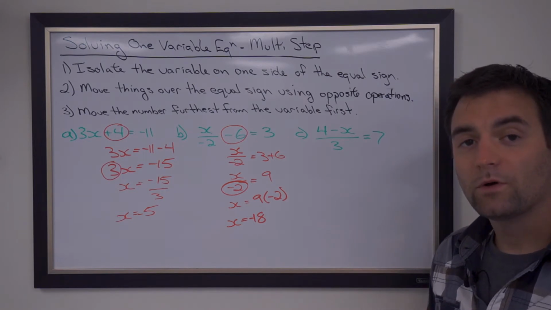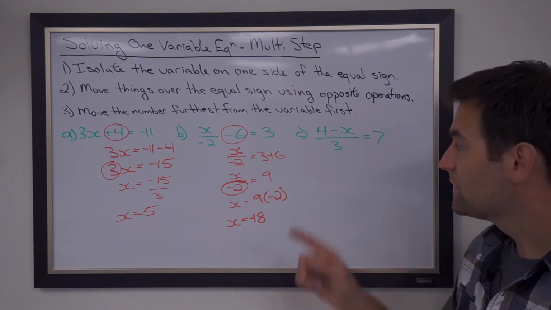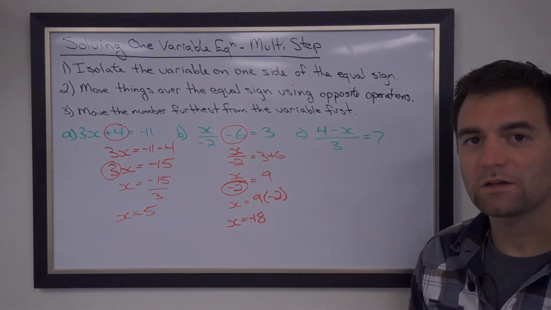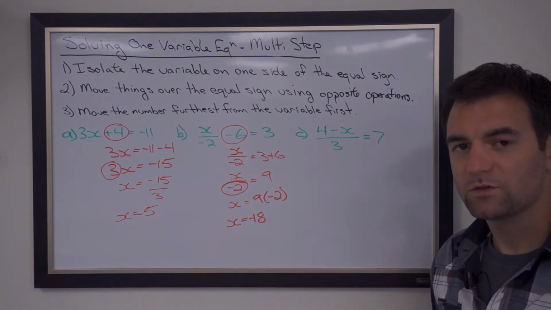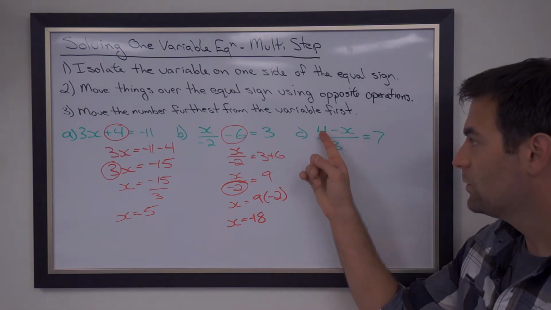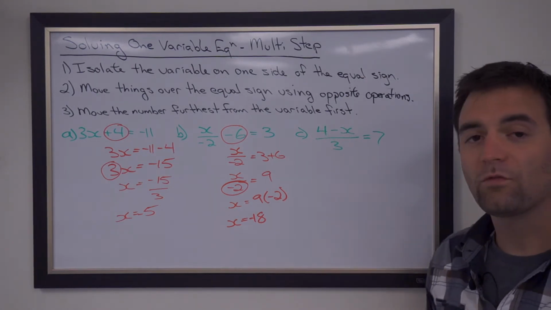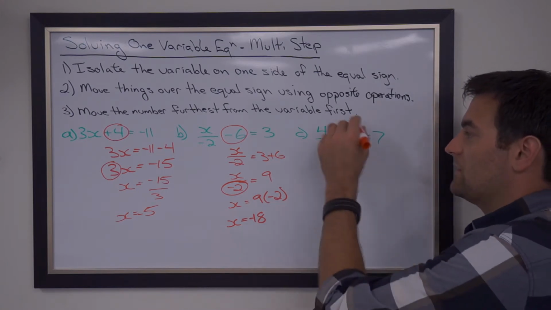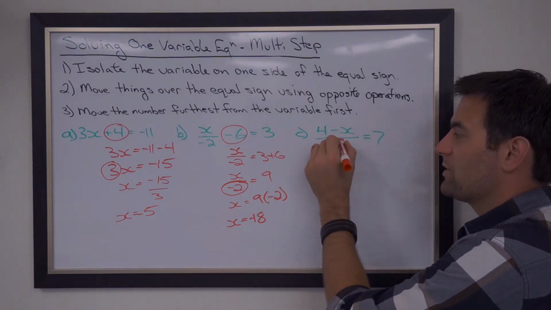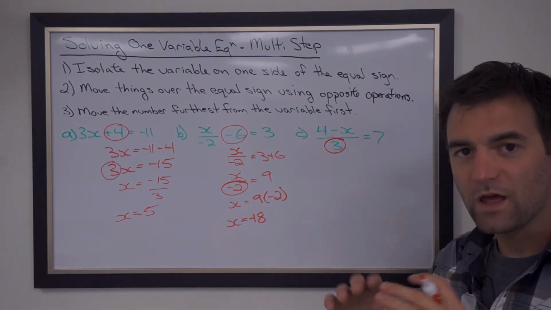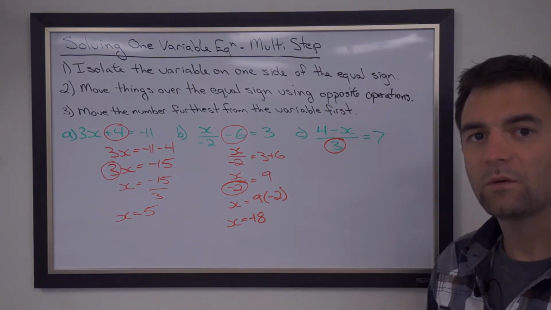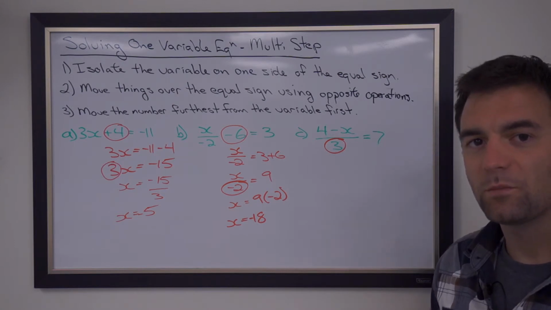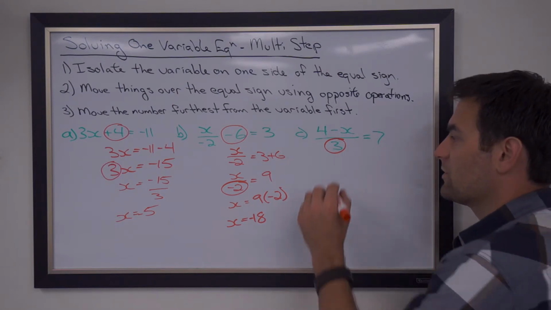Now, the third one here has a little bit of a difference. In this division question, the division was only with the x. It was x divided by 2, and then we subtracted 6. Here, we subtract x from 4, and then we divide that result by 2. So in this case here, the 3 is the furthest away. So when everything's being divided by a number, that number, the divisor, is the furthest number away. So we move the 3 over first.